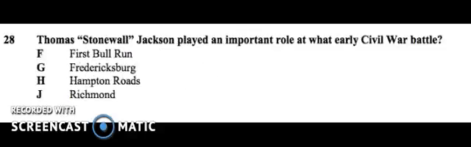Question 27. The eastern and western counties of Virginia disagreed over A. The location of the capital, B. The selling of goods to northern factories, C. A non-Virginian as president, or D. The issue of slavery.